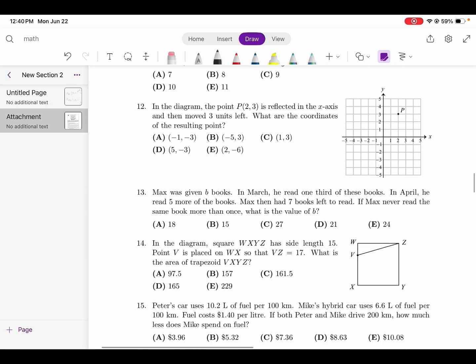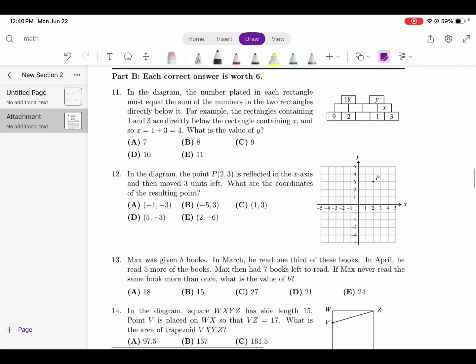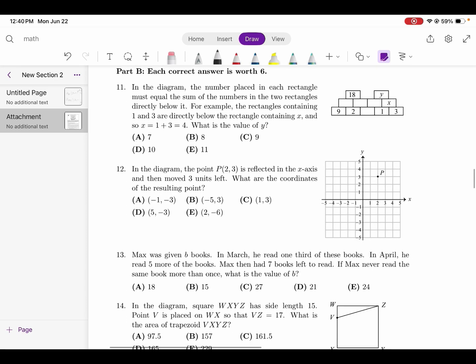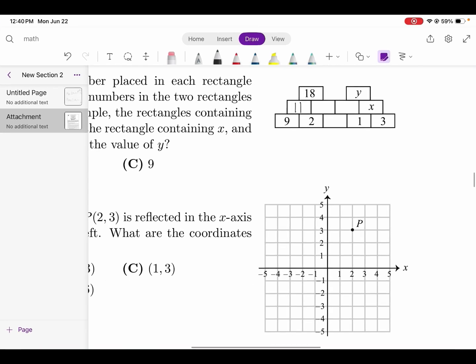Okay, moving on to part B. So, in the diagram, the number placed in each rectangle must equal the sum of the numbers in the 2 rectangles directly below it. And then we want to find y. So first of all, we see that over here you have 9 and 2. So then you could write 11 over here.